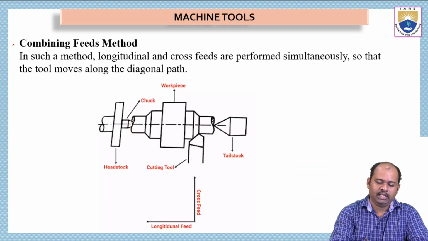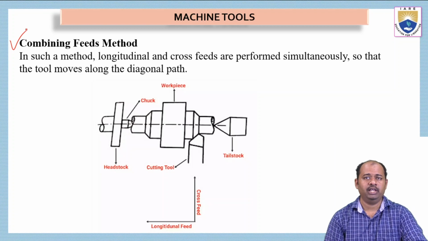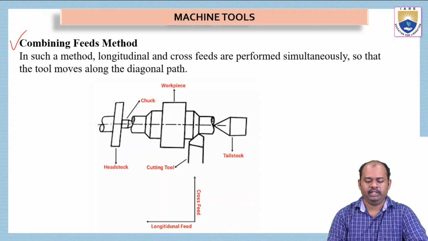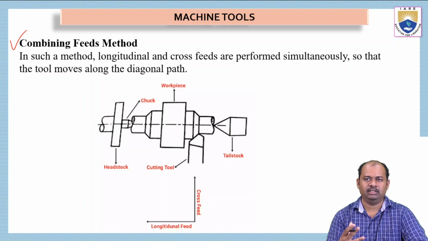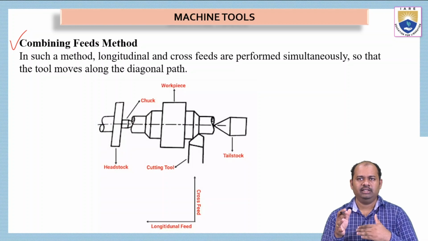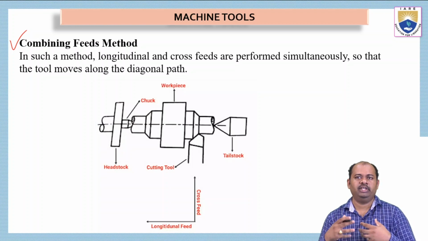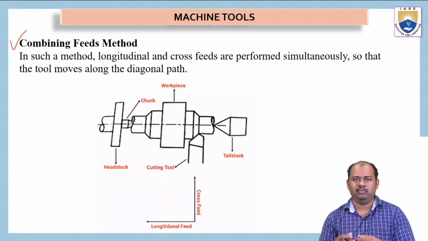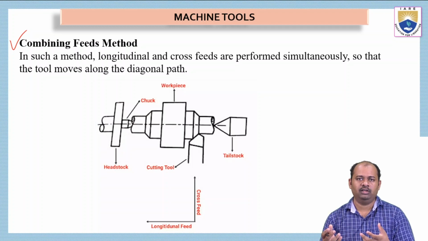And then we have another process, that is the combining feeds method. So in this we can combine feeds, that is longitudinal feed and cross feed. By combining these two, we have to give the taper. So this is very hard because it requires a skilled operator. We cannot do it simply by giving the feed. We may remove the excess material and we may lose the taper.